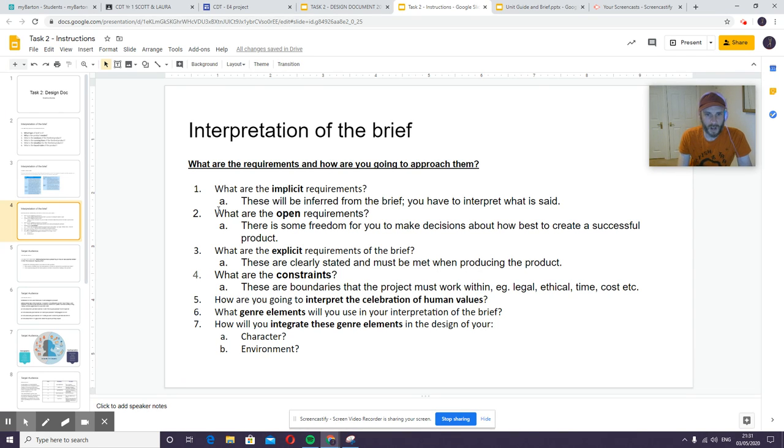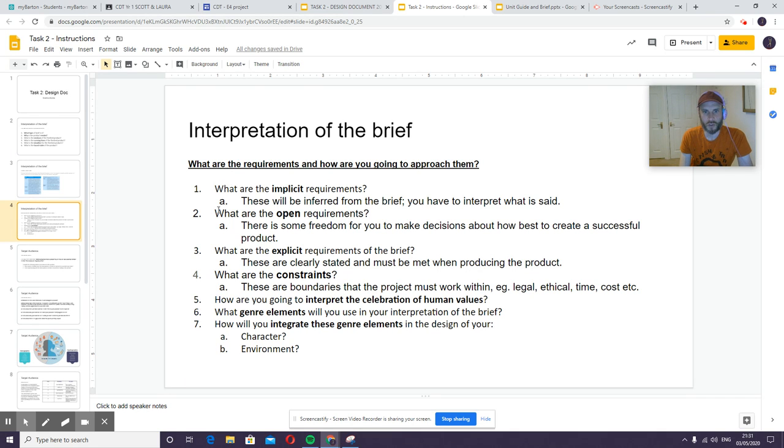Explicit requirements are those that are very clearly stated and must be met. So, for example, I'm pretty sure it says in the brief that it needs to be created with the use of 3D modeling and 3D animation. That's an explicit requirement of the brief that you cannot negotiate, you cannot interpret. It has to use 3D characters, environments, and props.